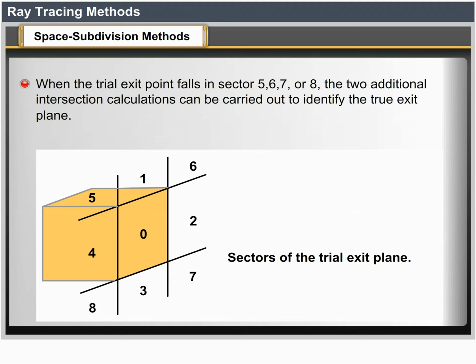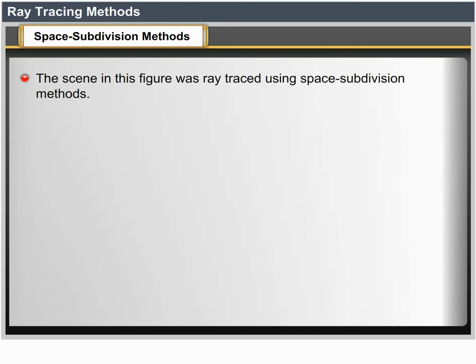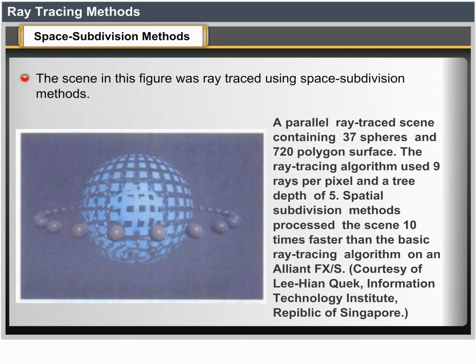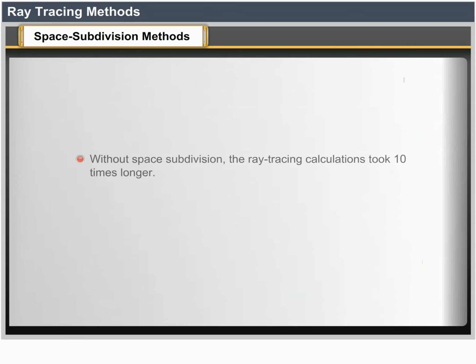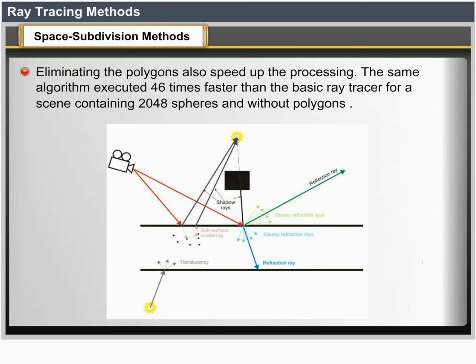Implementation of these methods on parallel vector machines provides further improvements in performance. The scene in this figure was ray traced using space subdivision methods. Without space subdivision, the ray tracing calculations took 10 times longer. Eliminating the polygons also speeded up the processing. For a scene containing 2048 spheres and no polygons, the same algorithm executed 46 times faster than the basic ray tracer.